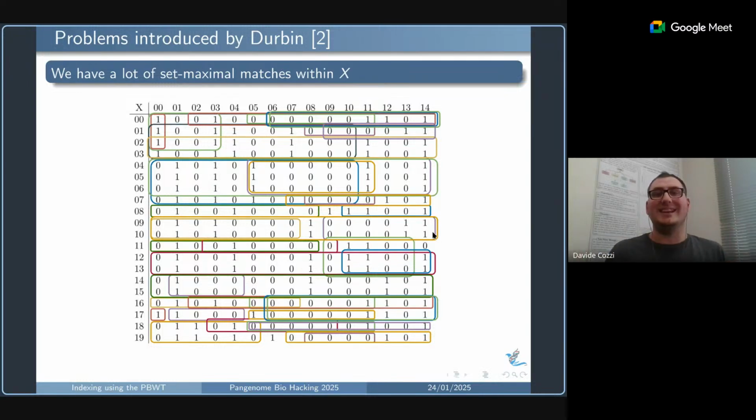This is the entire set of set maximal matches within this toy example panel. As you can see, there are a lot. So just imagine how many there can be on, for example, 1000 Genome Project data, chromosome 1, where we have about 5,000 rows and 6 million columns.